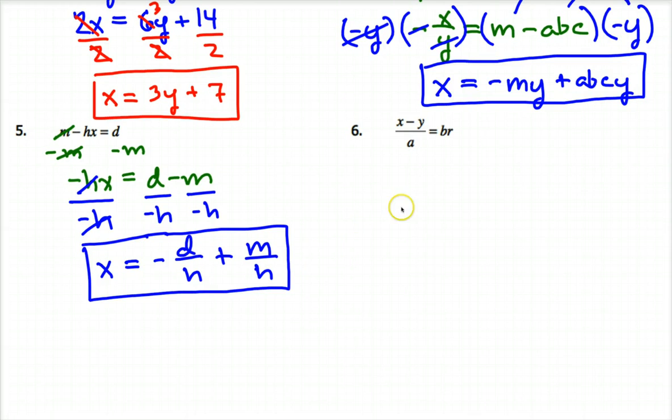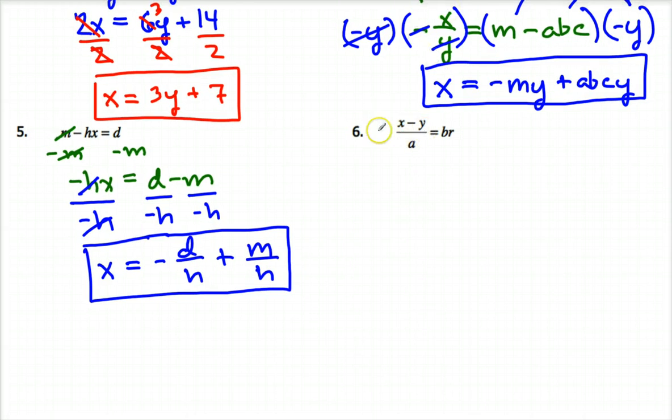Okay, and then example 6 over here, I have x minus y all divided by a equals b times r. And so x in this case is in the numerator, and it's kind of sheltered away here by this a at the bottom. So this looks similar to an equation like this. We saw this back when we did two-step equations, something like x minus 4 over 2 equals 3. If you remember, in this case, I'm supposed to multiply by the denominator in order to get this numerator by itself. So in this case, like over here, I would have multiplied both sides by 2.